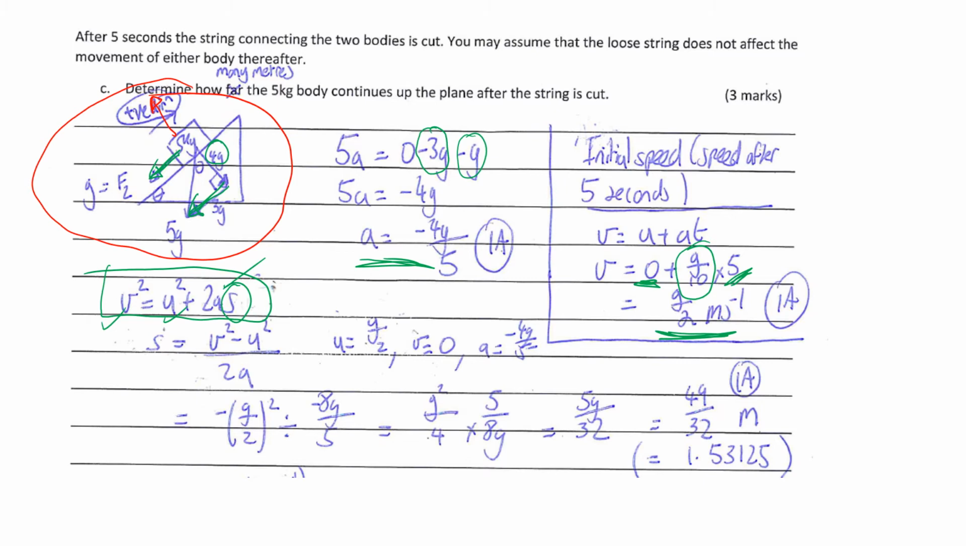Transpose to make s the subject, sub it in, and I get 49 on 32, or 1.53125. If you've rounded it off sooner than that, of course I had to take off a mark, or maybe half a mark, I don't know how generous I was, but it's always nice to leave it as a fraction if it's something neat like that.